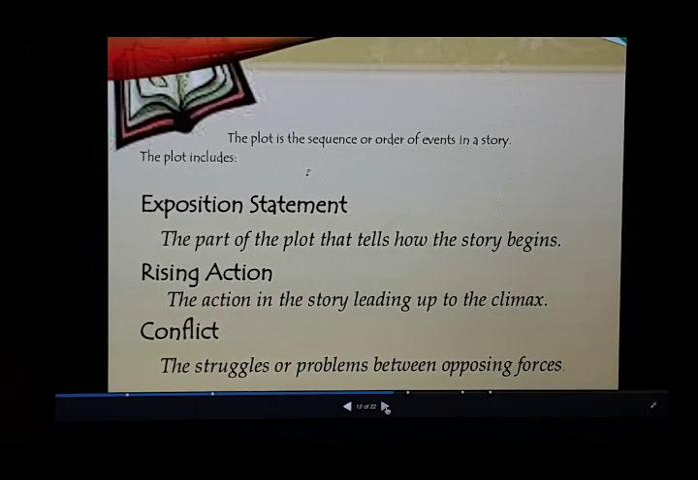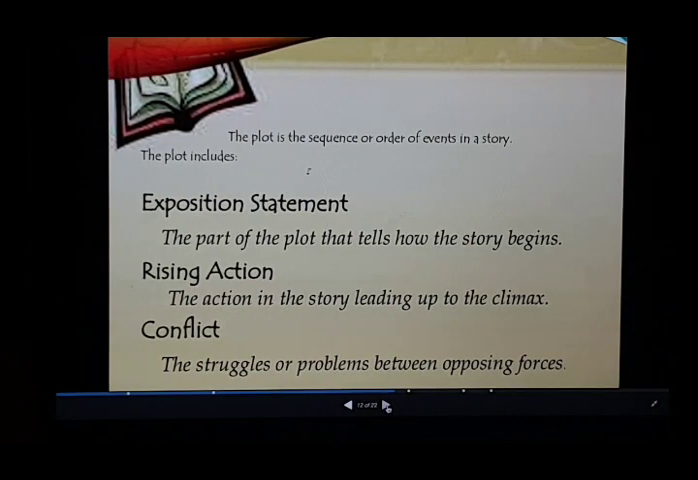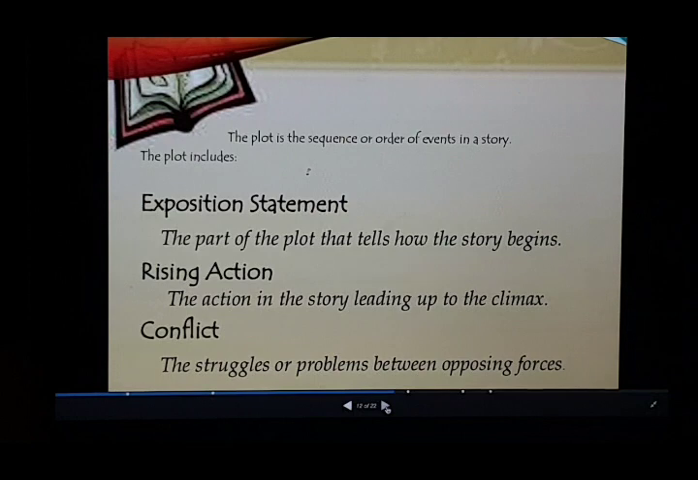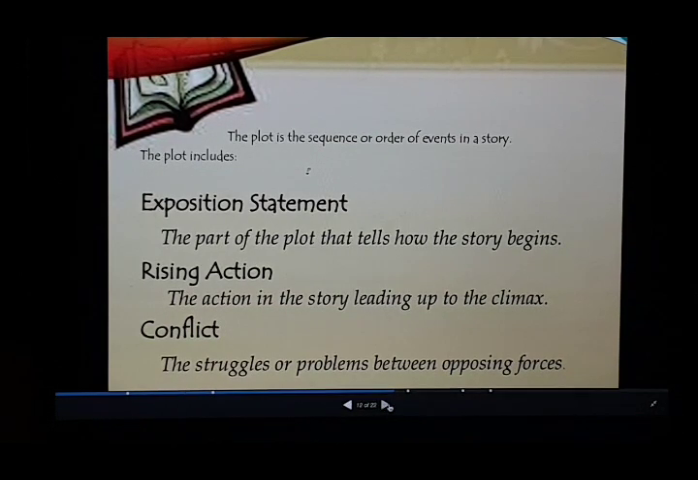Now, the plot we have already discussed. The plot is a sequence or order of events in a story. The plot includes the exposition statement, that is the beginning, how the story begins, and the rising action, when there is the beginning of the climax, when we know that the story has reached the climax. Conflict: the struggles or problems faced between opposing forces. That means there can be a conflict between the protagonist and the antagonist, or any other characters of the story.